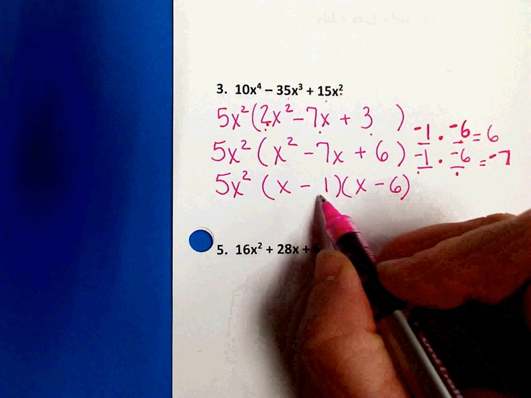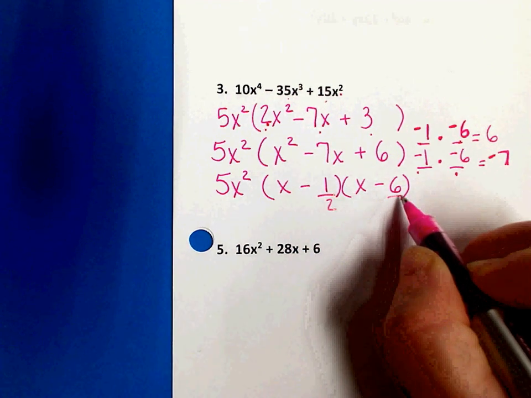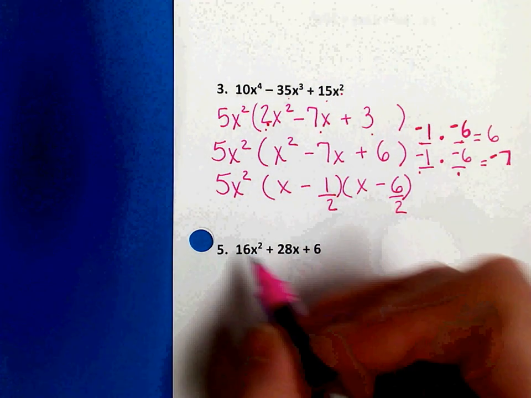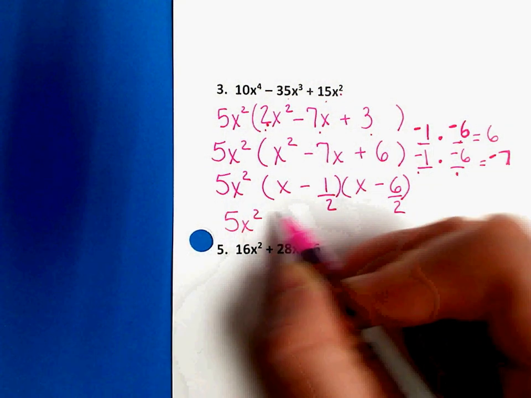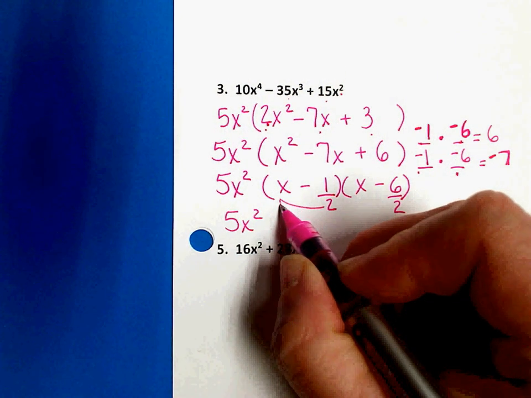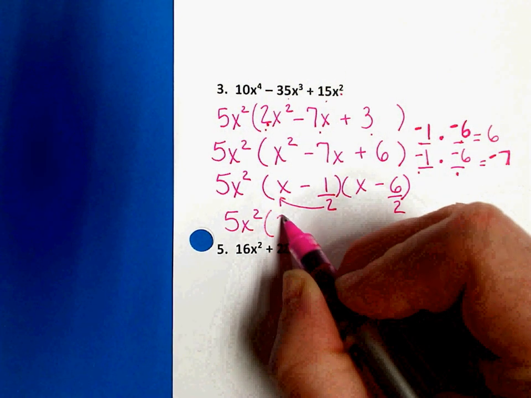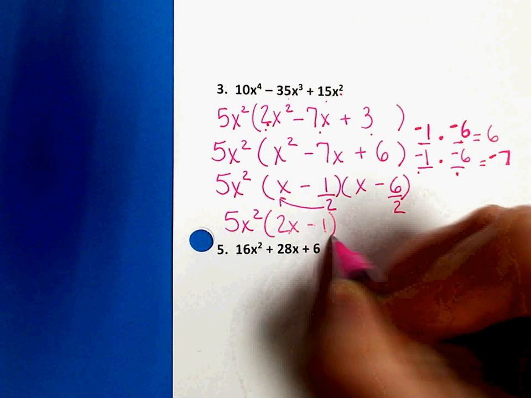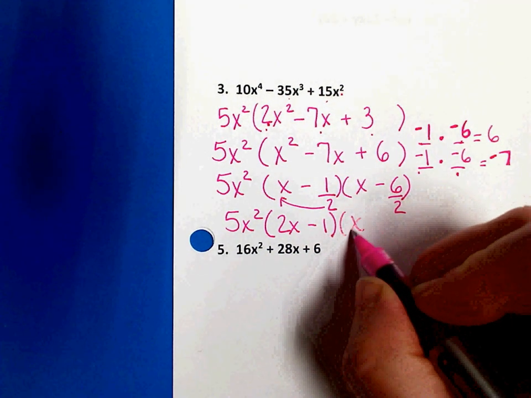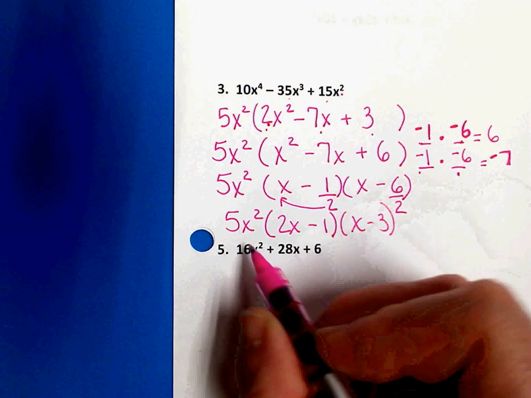So I'm going to put the 2 under the 1 and the 2 under the 6, and then I'm going to see if they reduce. 1 over 2 does not reduce to a whole number, so I will put the 2 up top, and this part becomes 2x minus 1. 6 over 2 is the same thing as 3, and this is my answer.